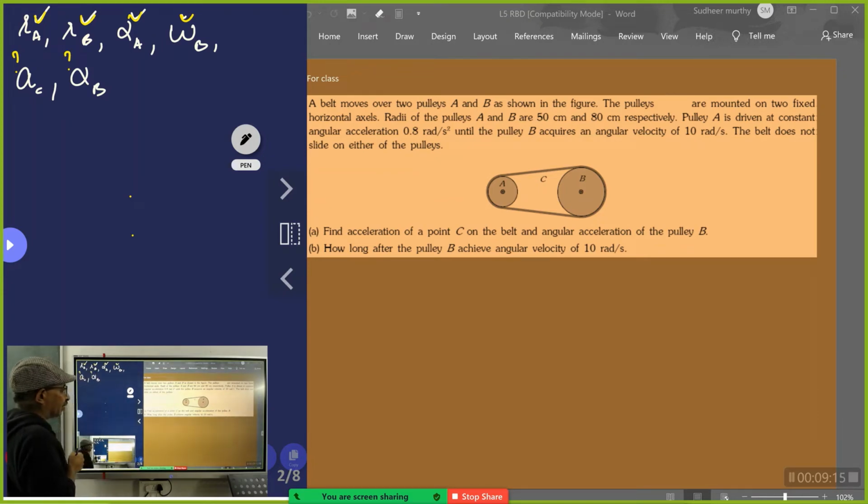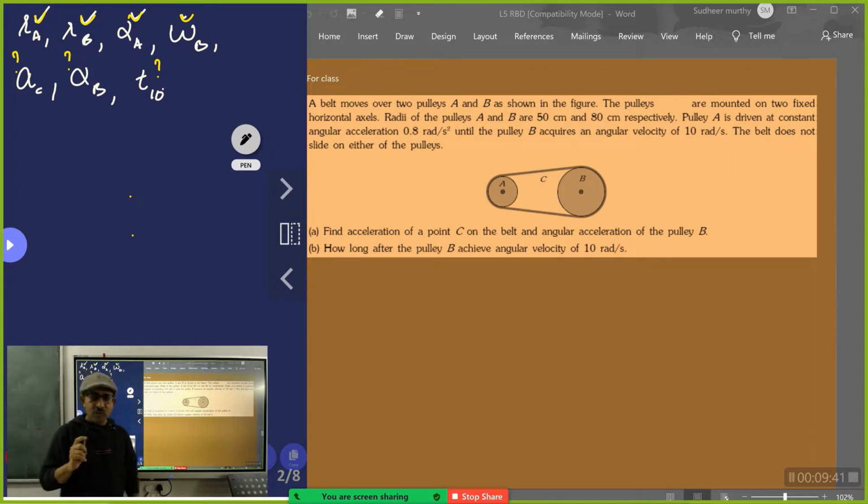Then how long after the pulley B achieves angular velocity of 10 radians per second? So they are asking you the time taken for it to achieve 10. Yes. So these are the quantities that they are asking with this data. Right? Hello. Yes.